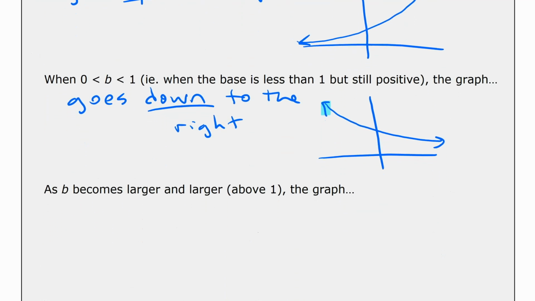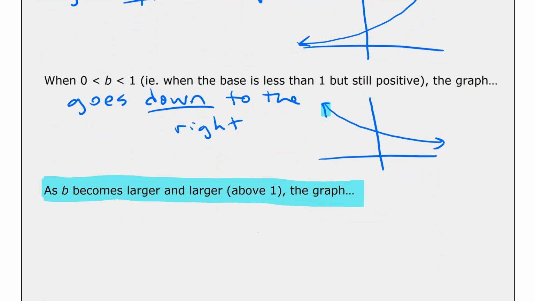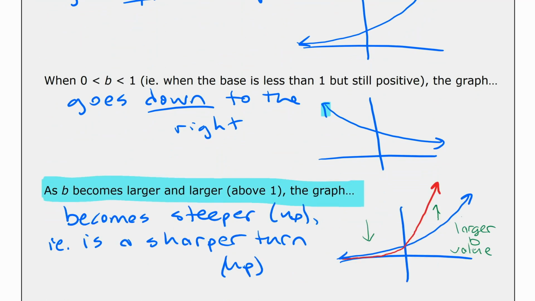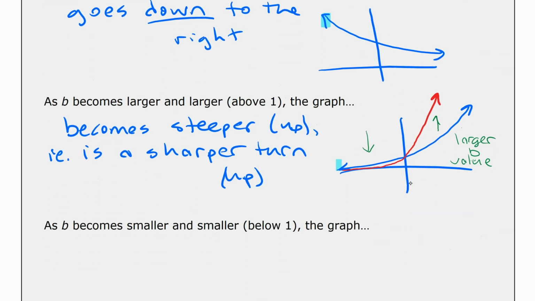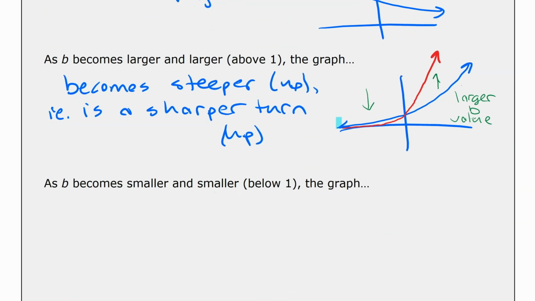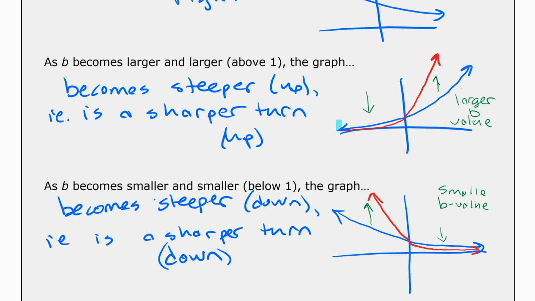And in general, as the base becomes larger and larger above 1, that graph becomes steeper and steeper uphill. It goes from that to that, the bigger the b value is. And as the b value becomes smaller and smaller below 1, the same thing happens in reverse. It goes from this to this, becomes steeper and steeper downhill as the b value gets smaller and smaller. All right, so that's a look at basic exponential functions, y equals b to the power of x.